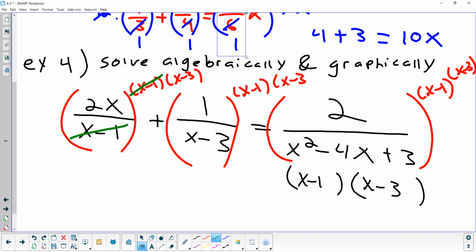The x minus 1 and the x minus 1 is gone. The x minus 3 and the x minus 3 is gone. What about on the right-hand side? Sarah, what's going to be gone on the right? The x squared minus 4x plus 3. Right, because that's what you're really multiplying everything by. If you FOILed it out, it's x squared minus 4x plus 3. So this cancels all of that.